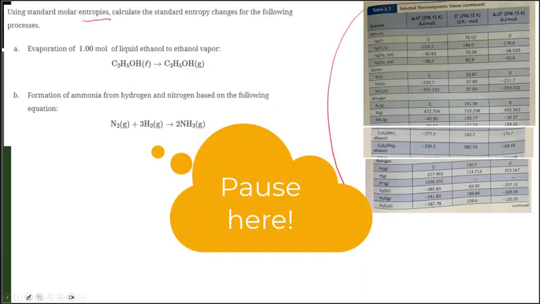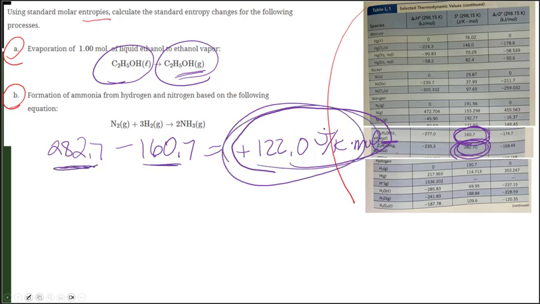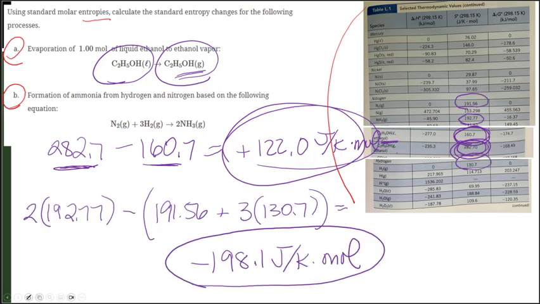Using the standard molar entropies from the back of the book right here, calculate the standard entropy change for the following 2 processes. Pause the video here and you try it. For the first one, I took my products, which is my ethanol in gas form, the 282.7, minus the reactants, and there's 1 mole of each, so I looked on my ethanol in liquid form, the 160.7, so products minus reactants, and I got 122.0 joules per Kelvin mole.